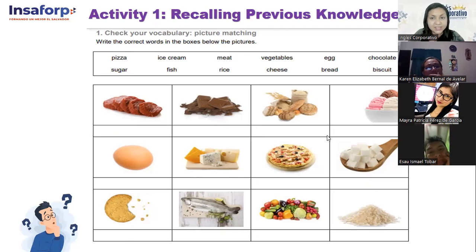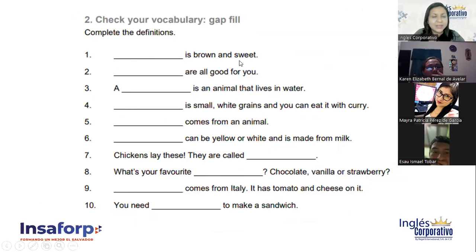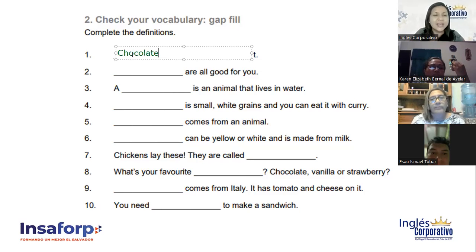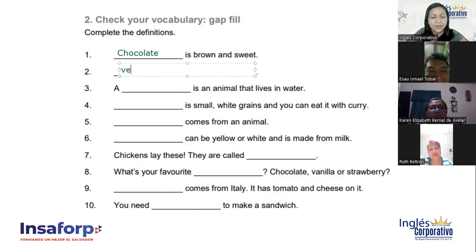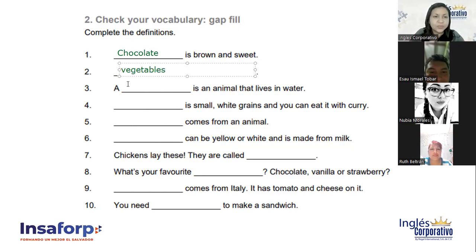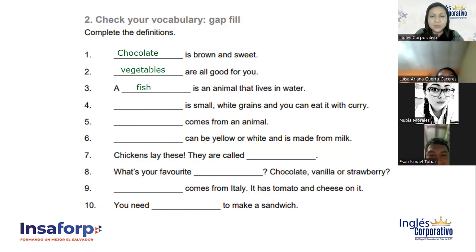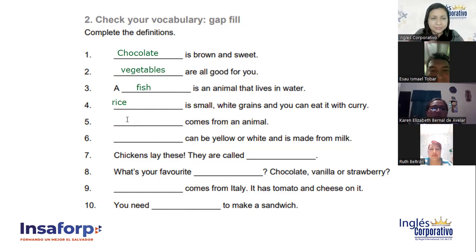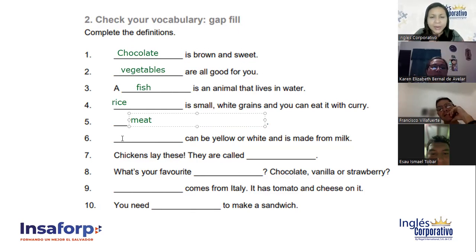Remember these words for the next activity. Okay, what is brown and sweet from the previous exercise? Remember the vocabulary? I'm testing your memory. It's chocolate. What are all good for you? Vegetables. It's an animal that lives in water: fish. It's small white grains and you can eat it with rice. Comes from an animal: meat. Can be yellow or white, from milk.